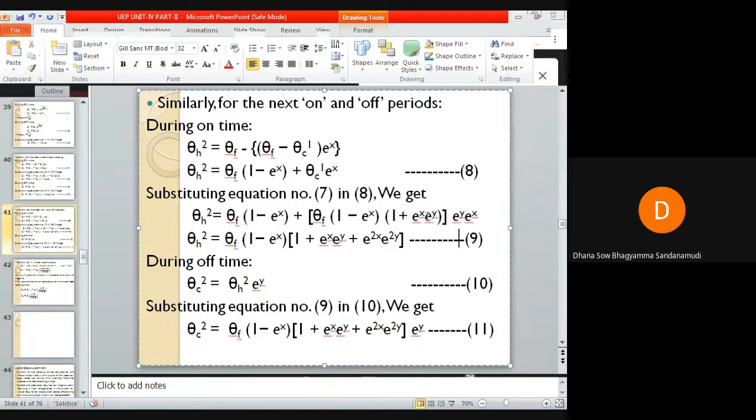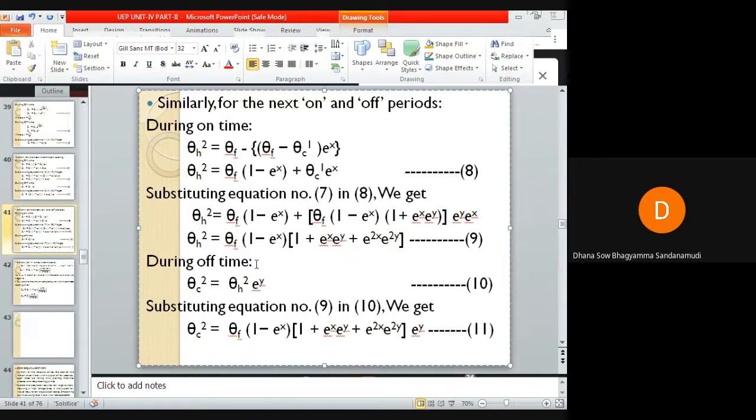Now whatever multiplication is possible, you do it and rearrange the terms. You will get theta H2 is equal to theta F into (1 minus e power x) into (1 plus e power x e power y plus e power 2x e power 2y). This is what you will get after multiplication and rearranging these terms. Consider it as equation number 9.